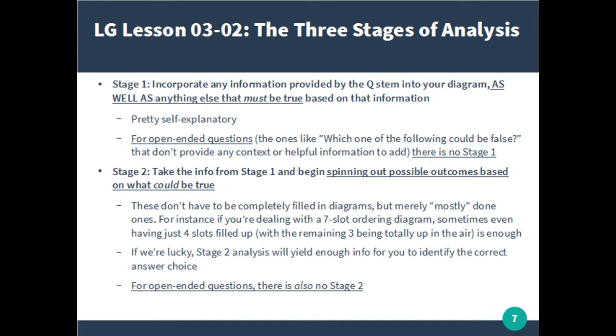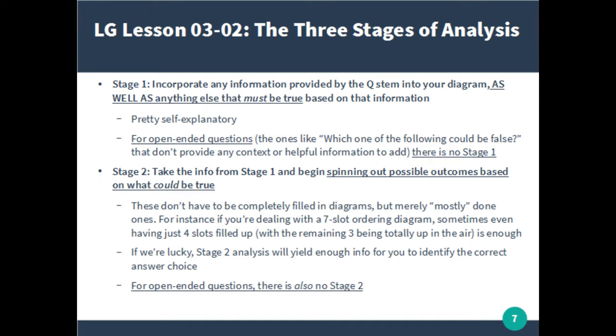So after you've done stage 1, that is, after you've taken the information that the stem gives you, you've put it in the diagram, and then you've figured out any mandatory consequences of putting said information into your diagram, you're done with stage 1. That means you are now ready to move on to stage 2. Stage 2 is to take your information from stage 1 and begin spinning out possible outcomes based on what could be true. So what that means is if in stage 1 the question stem told you to put T in slot 7, you put T immediately in slot 7.